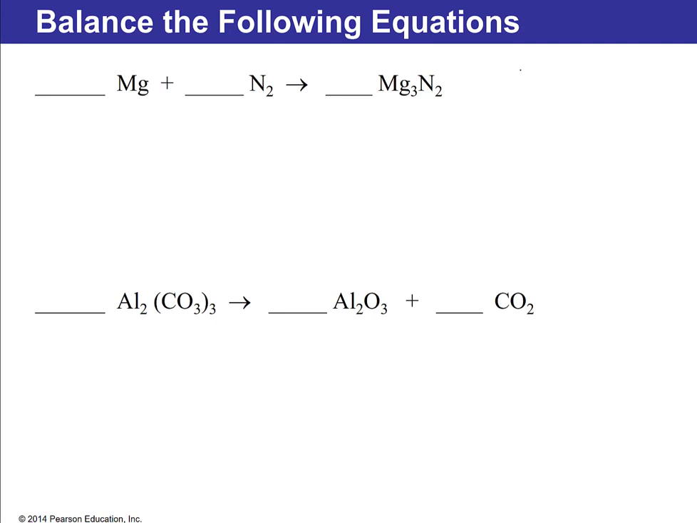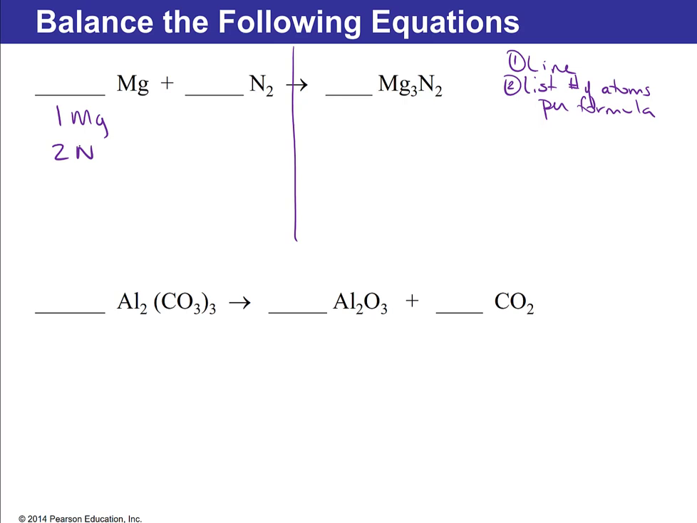So first step, 1, draw a line. Always put a line through the arrow. 2, list the number of atoms per formula. 3, you're going to balance the numbers that are not balanced. Always start with the side that has less. So in this, 1 Mg, 2 N2. Right? 1 magnesium, 2 nitrogens. On the product side, 3 magnesiums, 2 nitrogens. Mg3N2, 3 magnesiums, 2 nitrogens from the formula.